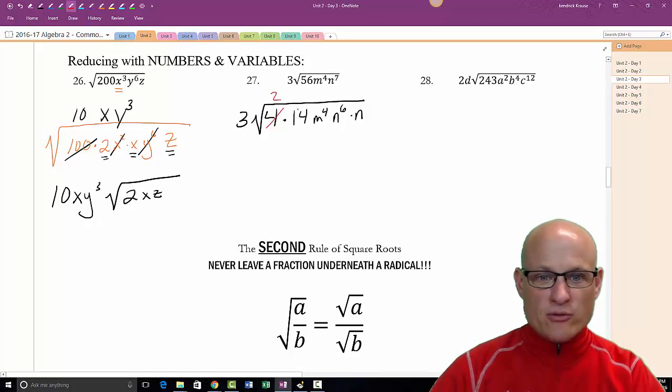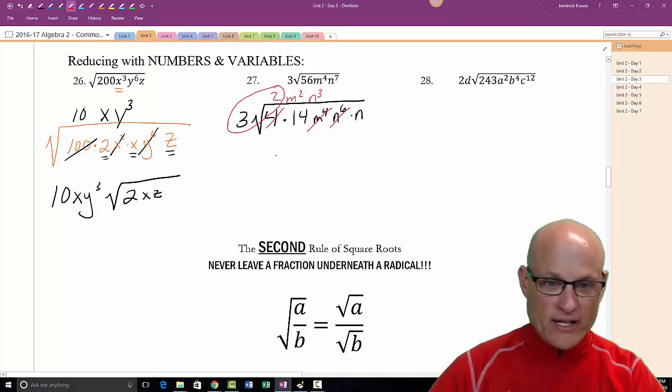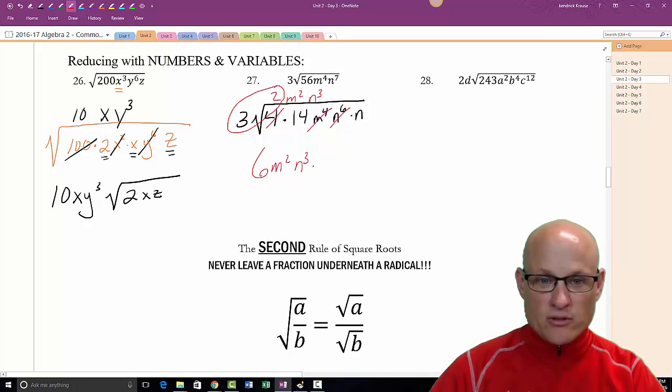Square root of this is 2. Now, how many groups of 2 are in here? 2. So this is m squared. How many groups of 2 here? 3. N cubed. So wait a second, I got this 3. Don't just put a 2 there. That's 6. Remember, it's multiplication. So m squared n cubed, square roots of 14n.